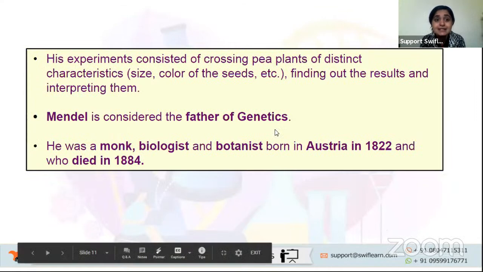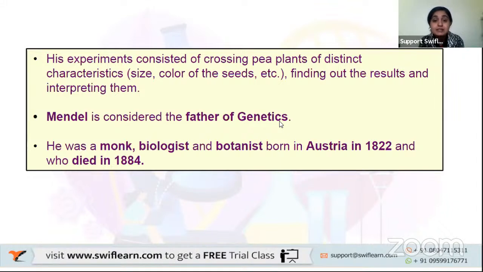Moving further, his experiment consists of crossing pea plants of distinct characteristics. So, what were the distinct characteristics he was looking at? He was looking at the size, he was looking at the color of the seeds, and finding out the results and interpreting them. Mendel is considered the father of genetics. He was a monk. He was a biologist and a botanist as well. He was born in Austria in 1822 and died in 1884.